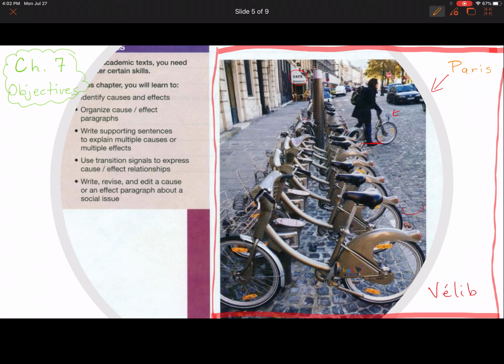Okay, the model is about the Vélib bike sharing program in Paris. And you can see in this photo that this is a bike station. It's a place where users can borrow a bike for a small fee and return the bike there as well. So a bike sharing program. And you can see by the narrow streets in Paris why having a bike sharing program would be important to help reduce the stress of local traffic. Okay, let's read the paragraph together now.